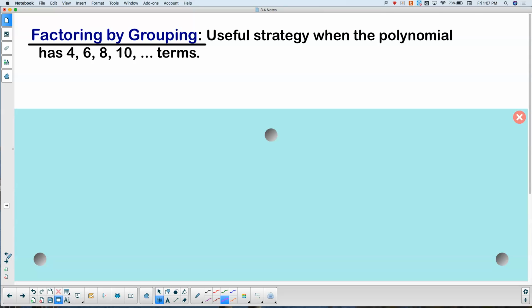So we'll get to the fifth way of factoring, which is factoring by grouping. Factoring by grouping is used when you have an even number of terms bigger than 4. So if you got 4 or 6 or 8 or 10 or 12 or 16 or 20 terms, we're going to factor that by grouping first. Okay? And what you do is you cut the polynomial in half.